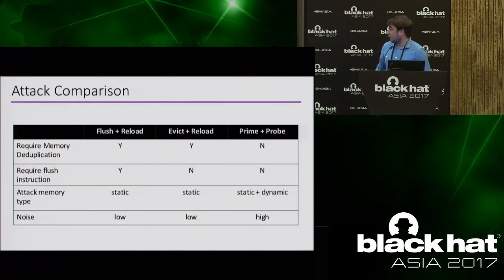So this is the summary of the cons and pros of each of the attacks. The first two require memory deduplication: Flush+Reload and Evict+Reload require deduplication. The last one doesn't. Flush+Reload requires a flush instruction as well. Evict+Reload and Prime+Probe don't. The first two can only target statically allocated memory, and Prime+Probe can target statically and dynamically allocated memory. And the first two are very resistant to noise, while Prime+Probe is not that resistant.